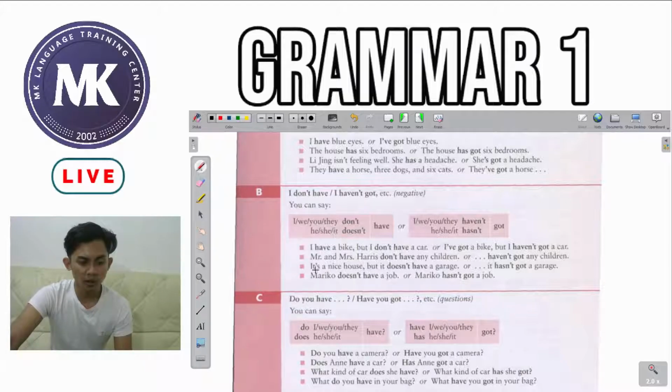Okay, so going on to the next sentence, we have this sentence. Mariko doesn't have a job, or Mariko hasn't got a job. This time, we're talking about Mariko as our subject. And we're talking about if he or she, I'm not sure, has a job or has work. But since we have doesn't have as our modifier, it means Mariko does not have a job, or he or she doesn't have work.